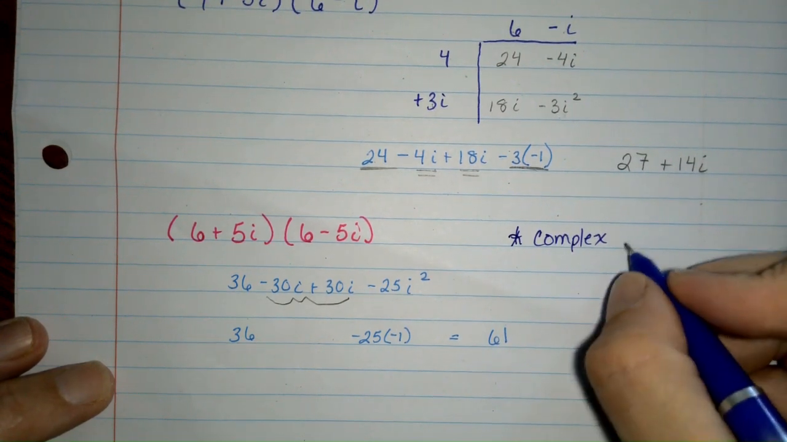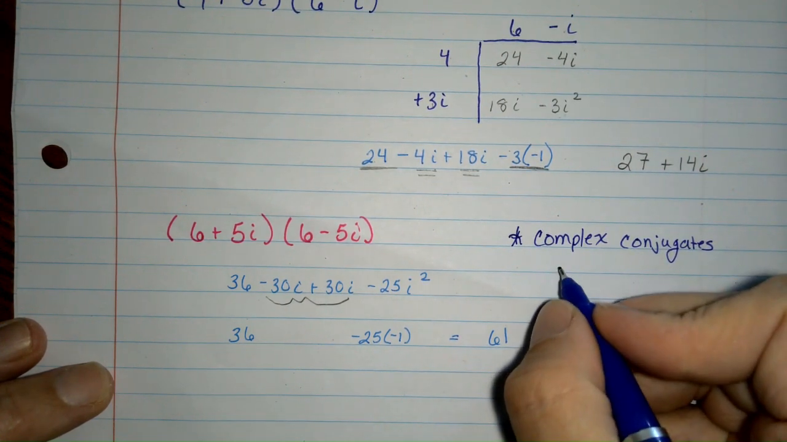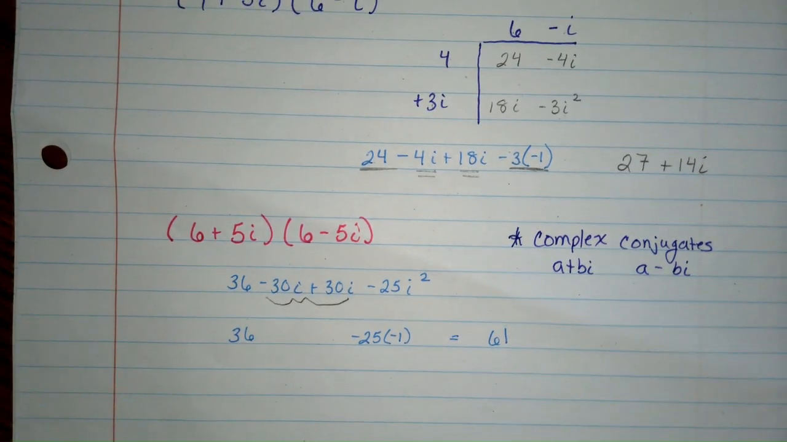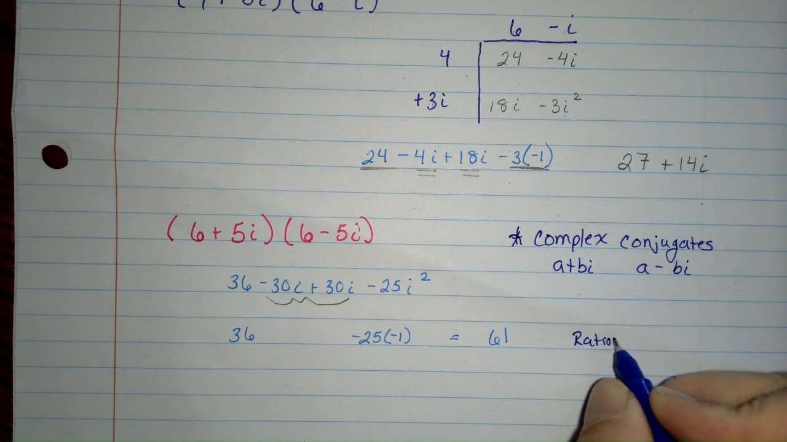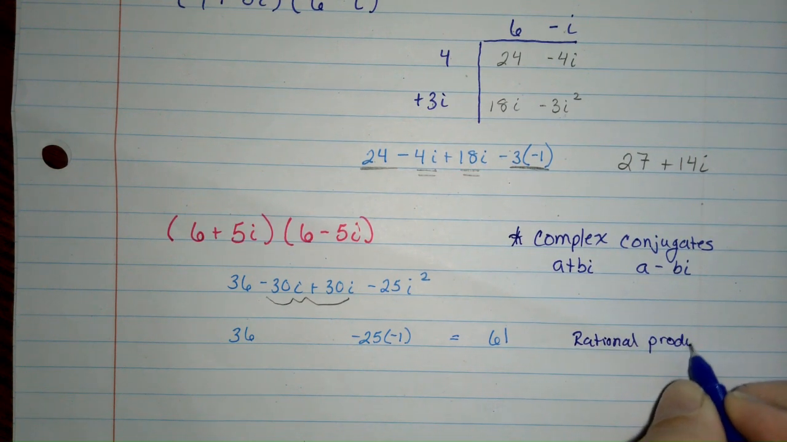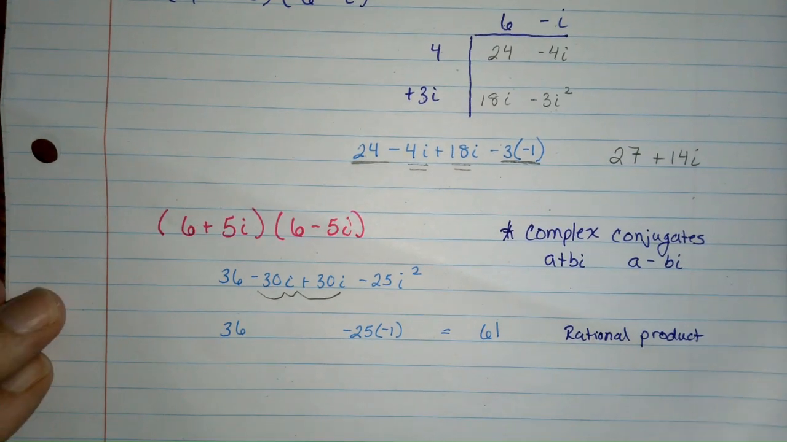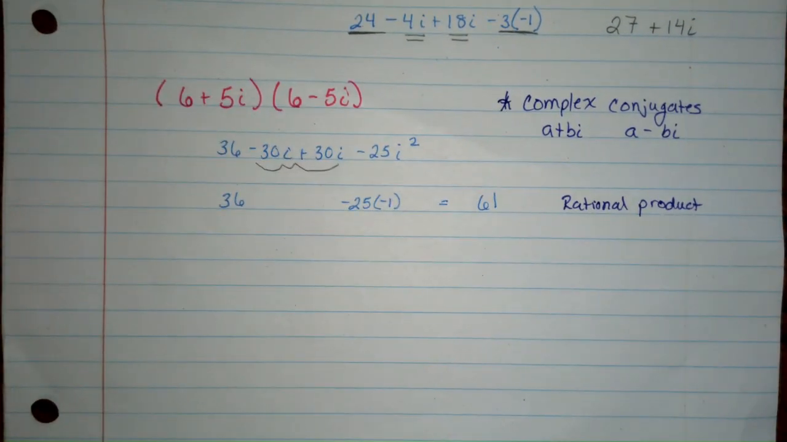Complex conjugates mean they have the i, one's a plus, one's a minus: a plus bi and a minus bi. Anytime you multiply your complex conjugates, you will get a rational product, which is going to be very helpful to us because we don't actually divide imaginary or complex numbers. So we did the adding, subtracting, multiplying, but we don't actually divide these.